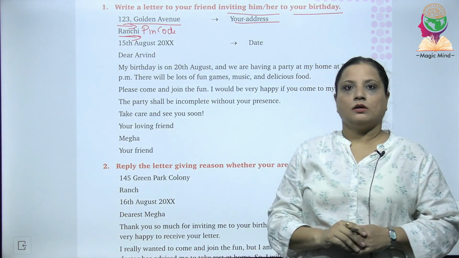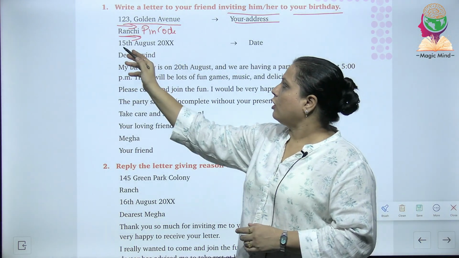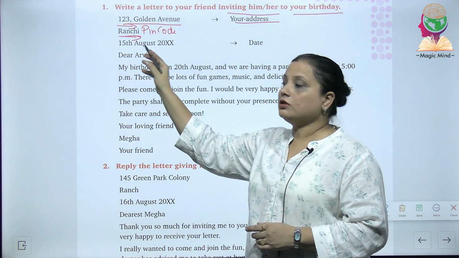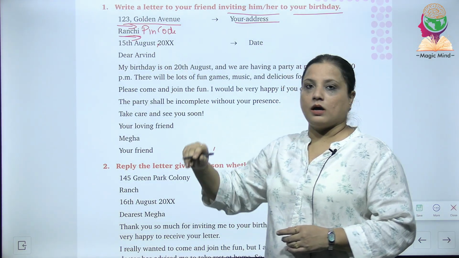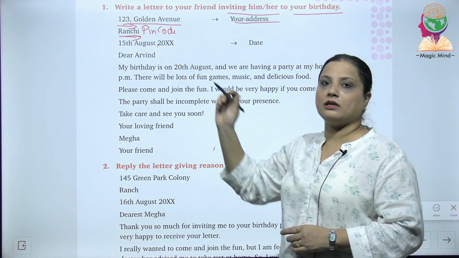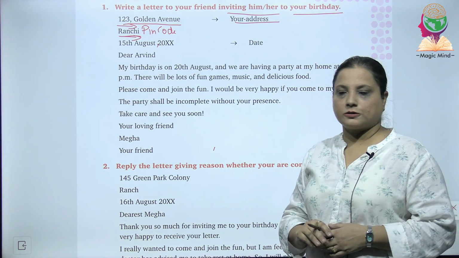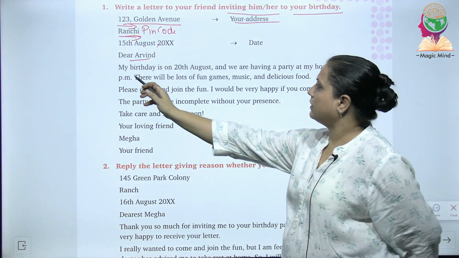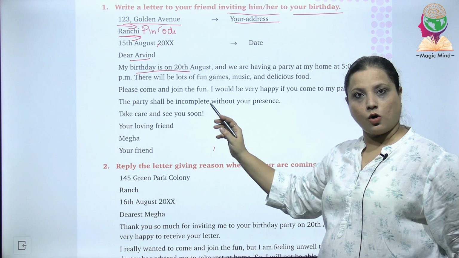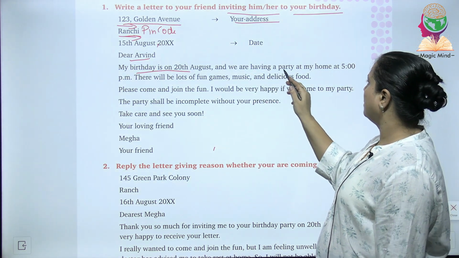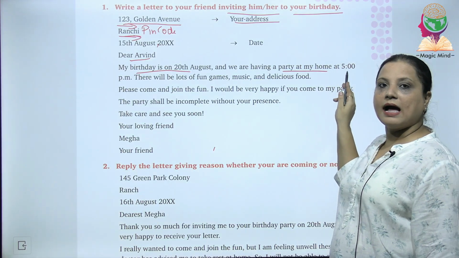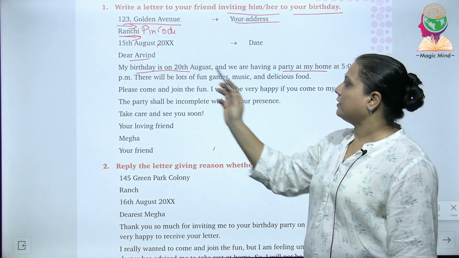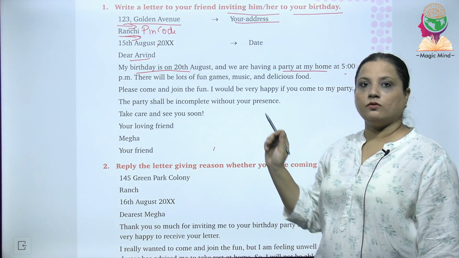Fine. Then, how do we write the date? Date is written like 15th August, then a comma, and we write the year at the last. Then we begin with, Dear Arvind, my birthday is on 20th August and we are having a party at my home at 5 p.m. Now in the first sentence, we are telling that my birthday is on which date.